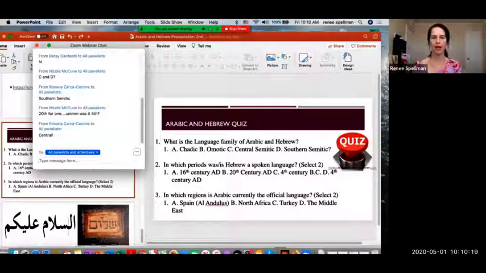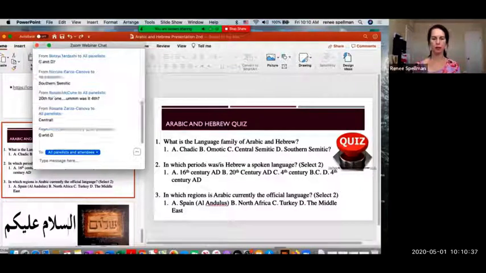Okay, and let's see. So the third question: in which regions is Arabic currently the official language? You can choose two. A, Spain, Al-Andalus, B, North Africa, C, Turkey, and D, the Middle East.